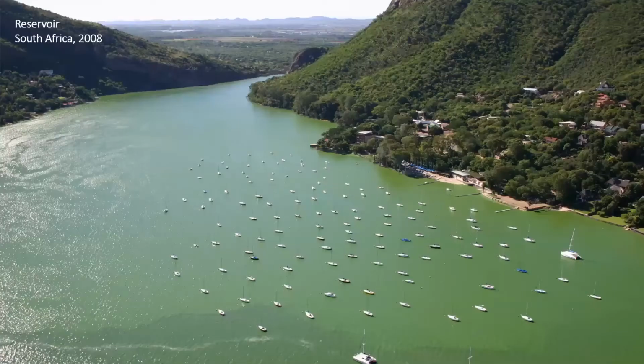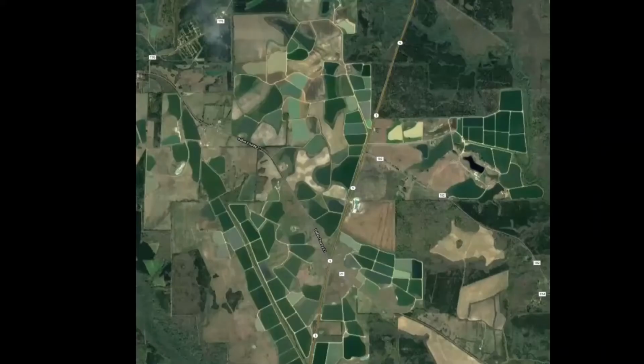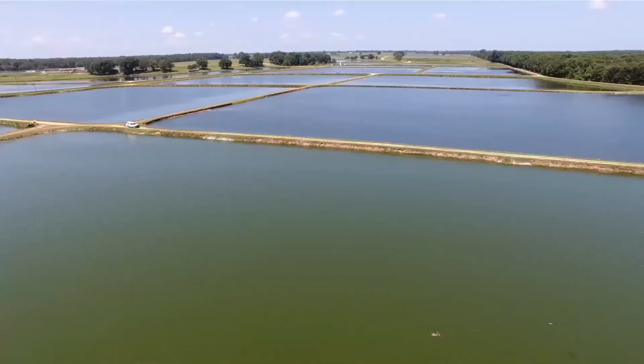Sometimes blooms can be really easy to identify. Here's an extreme example in a reservoir in South Africa. Here's an aquaculture pond in Alabama. And then here's a not so extreme, but not so uncommon scene, which is aquaculture ponds for commercial production in West Alabama. And we work really closely with our farmers.